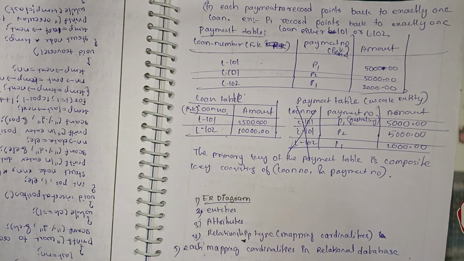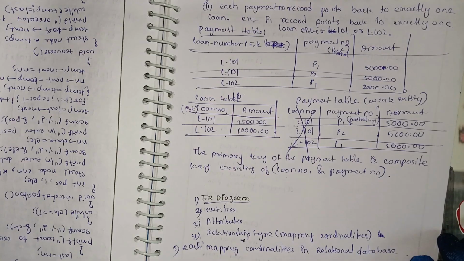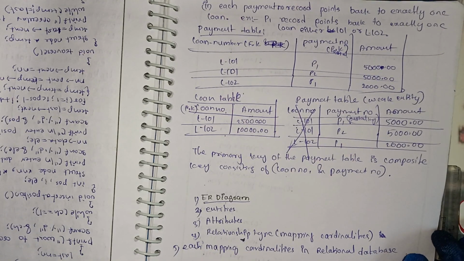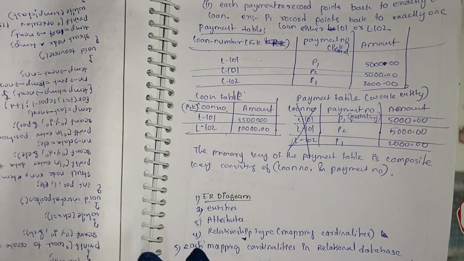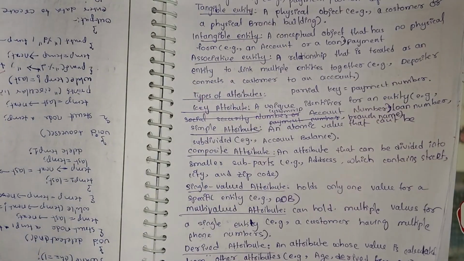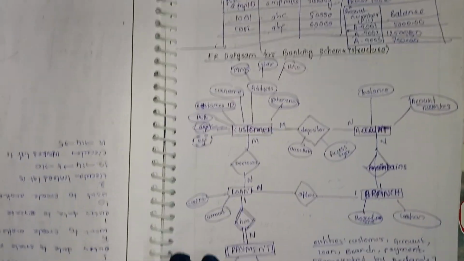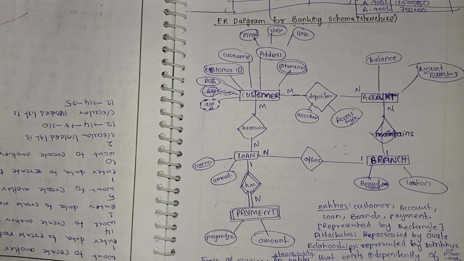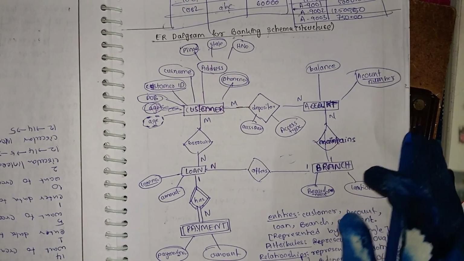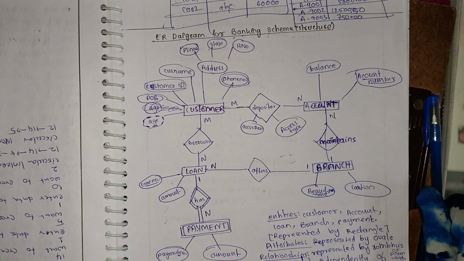By updating the payment table we got the one to many relationship. So yeah, all relationships have been completed in this particular diagram. So that's all for today's video.